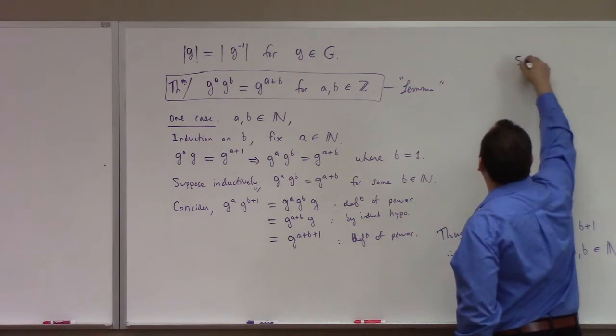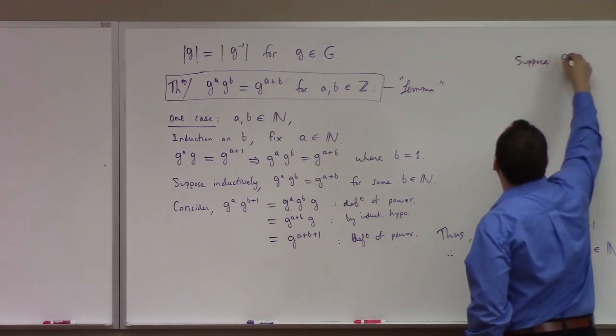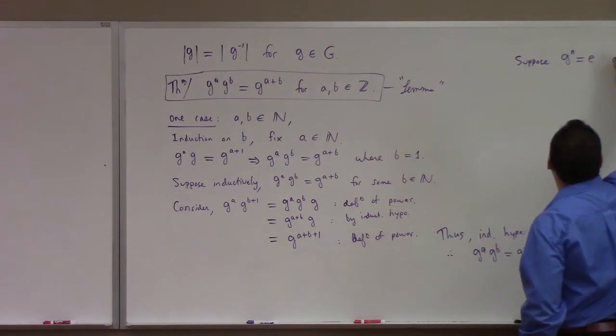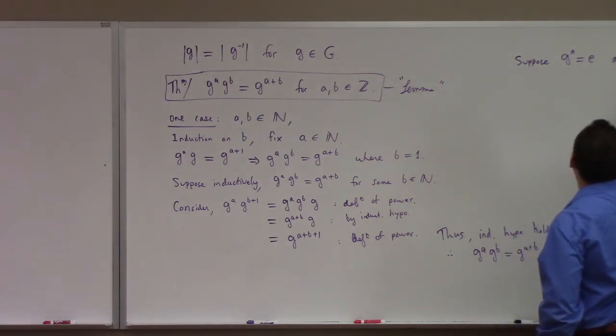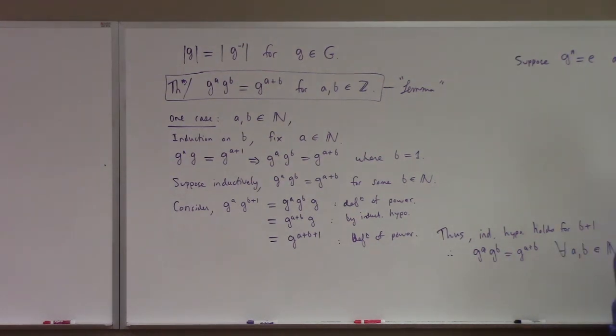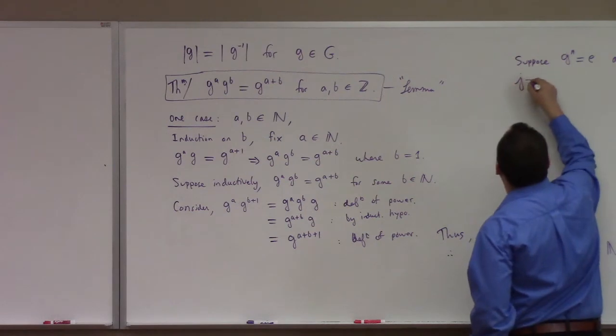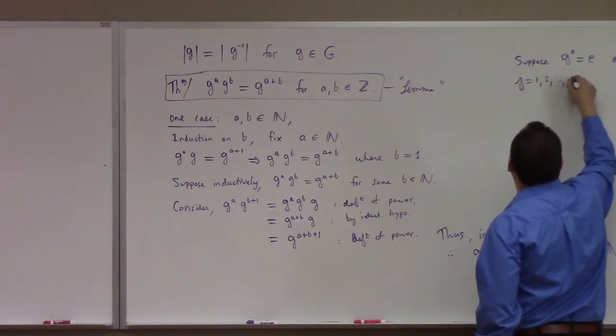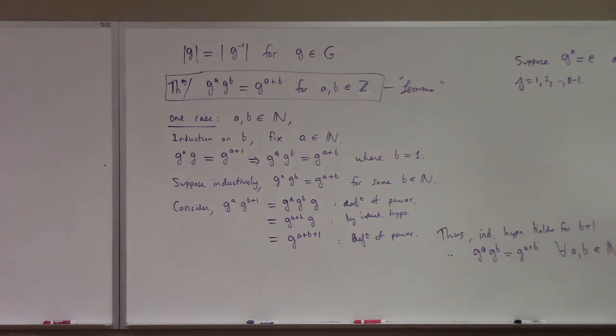So for example, suppose g to the n is equal to e, and g to the j is not equal to e for j from 1 to n minus 1, positive. That's what is meant by saying that the order of the element is n. It's that g to the n is equal to e, and also that there's no smaller power which hits the identity.